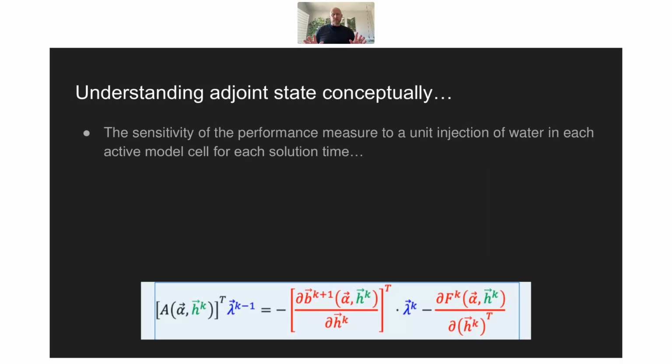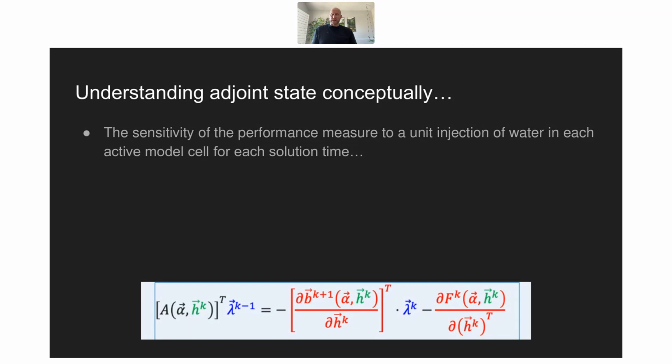Okay, if you made it through that, awesome. Now we're just going to talk a little bit about conceptually what that adjoint state represents. The adjoint state, the numbers in that lambda vector, there's one number for every active model cell, and we solve for that vector for every stress period. And that number is the sensitivity of the performance measure to a unit injection of water in each model cell. So if we were going to do perturbation style, we would go through each model cell, inject a cubic meter of water, run the model, and see how the performance measure changed.